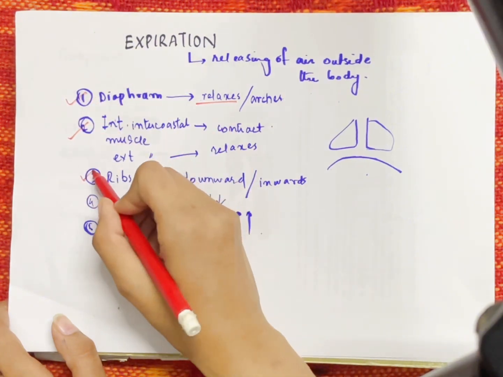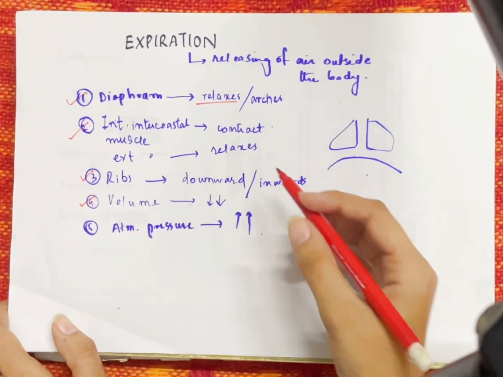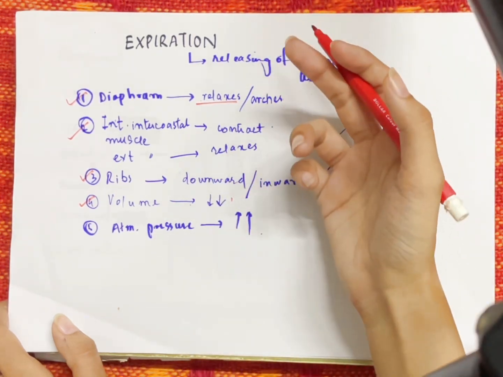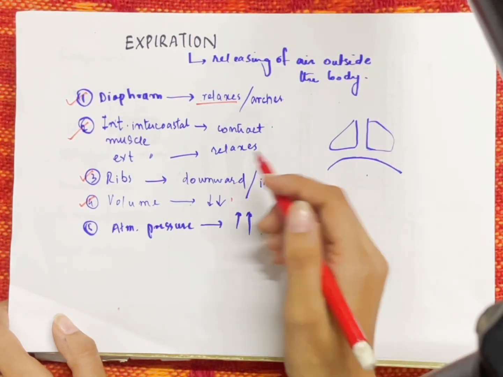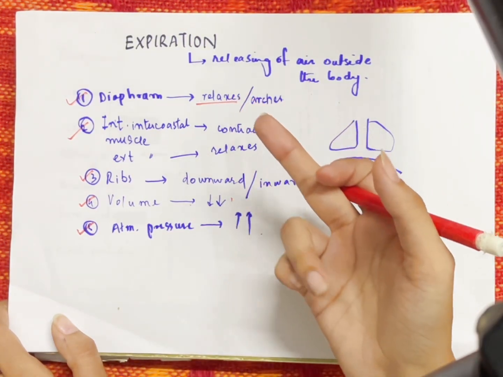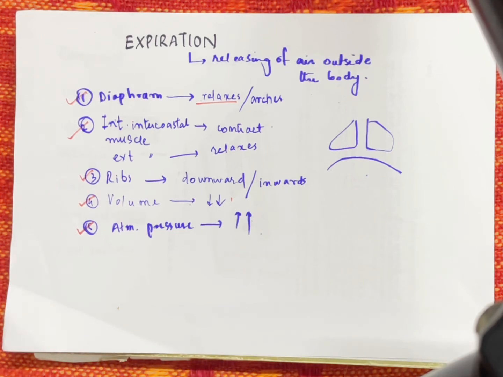Thirdly, we have the ribs. The ribs move downward and inward. The volume decreases as you are now releasing out the carbon dioxide. We say that the volume decreases and the pressure inside increases. Since you are releasing air outside into the atmosphere, we say that the atmospheric pressure decreases.